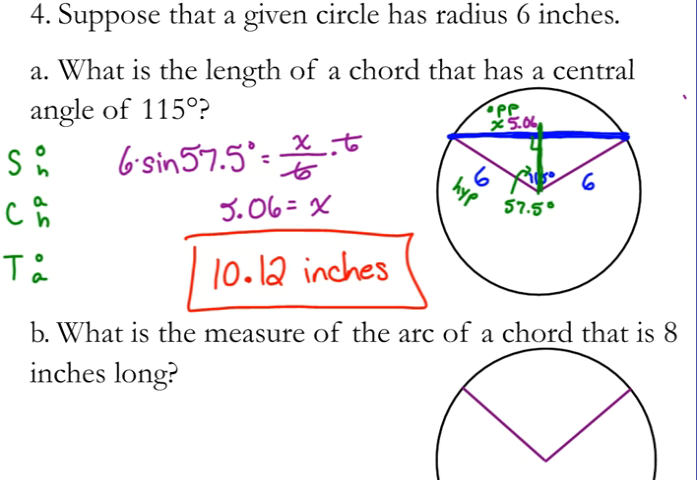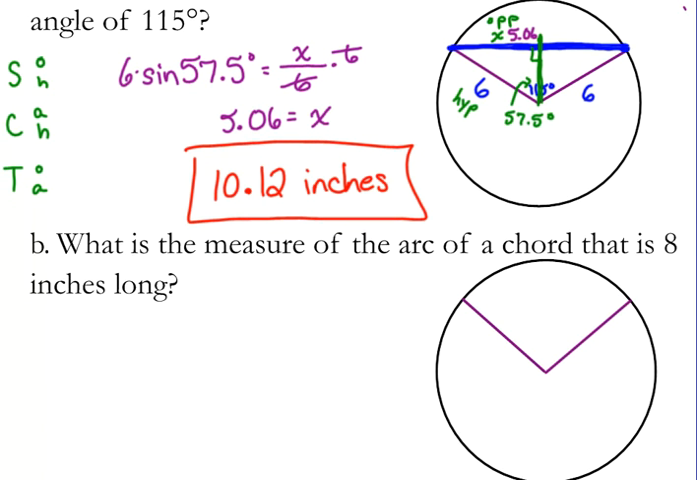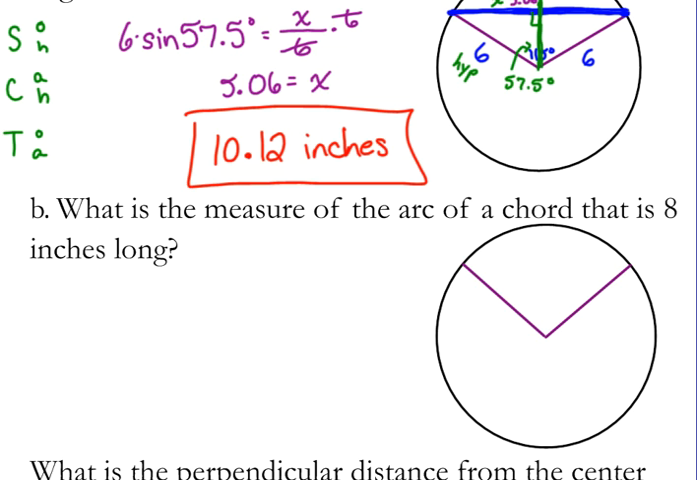What is the measure of the arc of a chord that is 8 inches long? Okay, so let's write down what we know. We still know that the radius is 6, so I'm going to put that on my picture. It says the chord is 8 inches long. So the chord goes from here to here. That whole thing is 8.